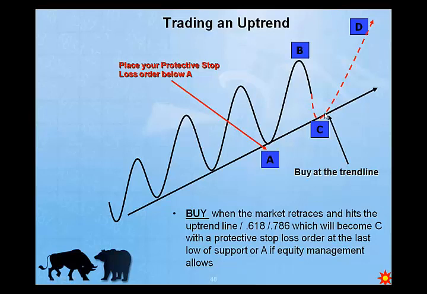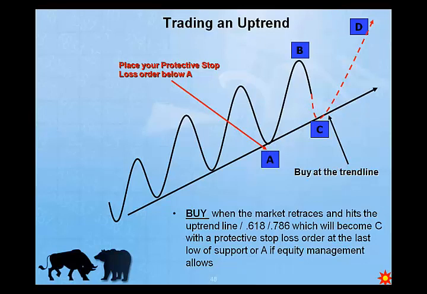Now, you've got to measure your equity management to make sure that you can take this trade. See how many pips are from here to here. If you can't take this trade, then you've got to wait for a candle formation and place your stop loss based on the rules of the candle formation, 10 pips below the candle formation. Or you could also place it between the 786 of Fibonacci and the A. So those are the three places depending on your equity management.